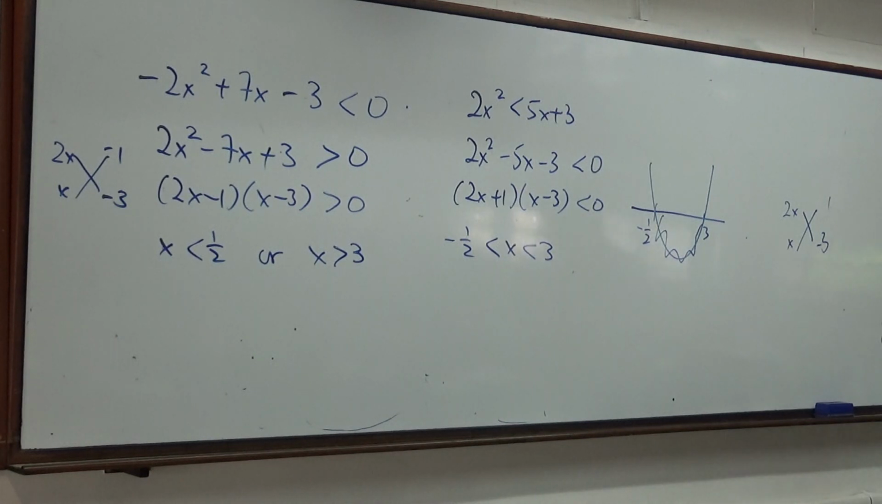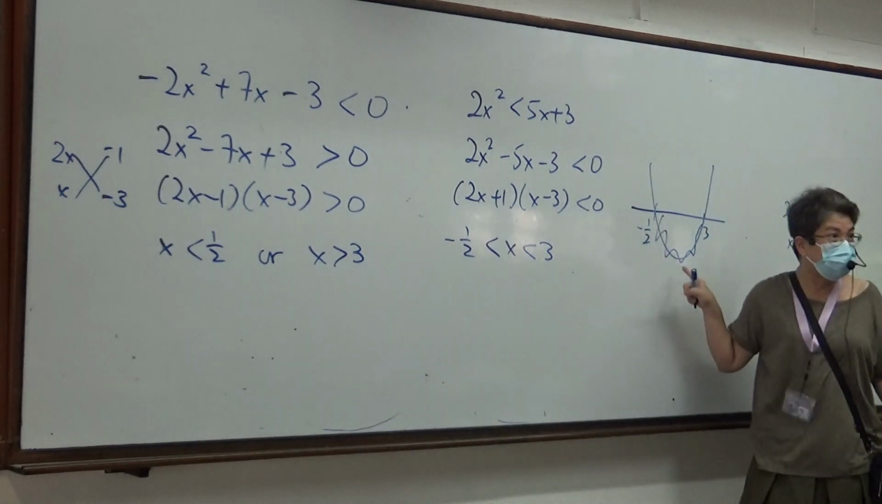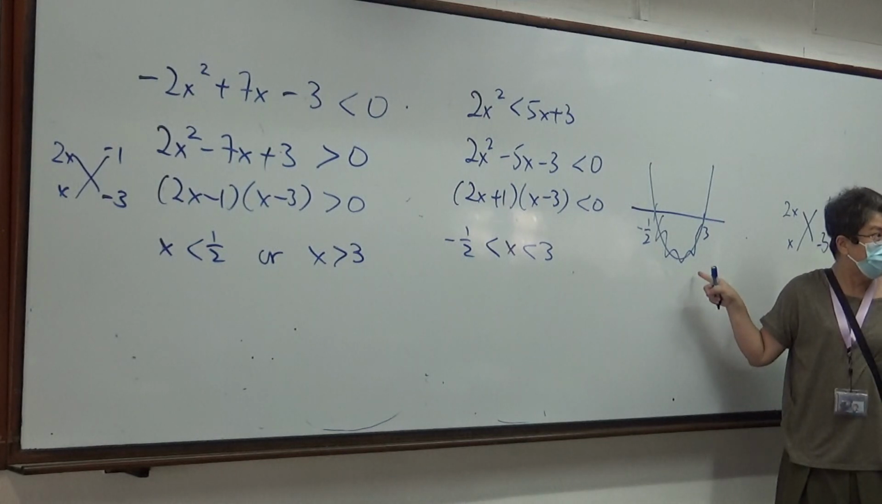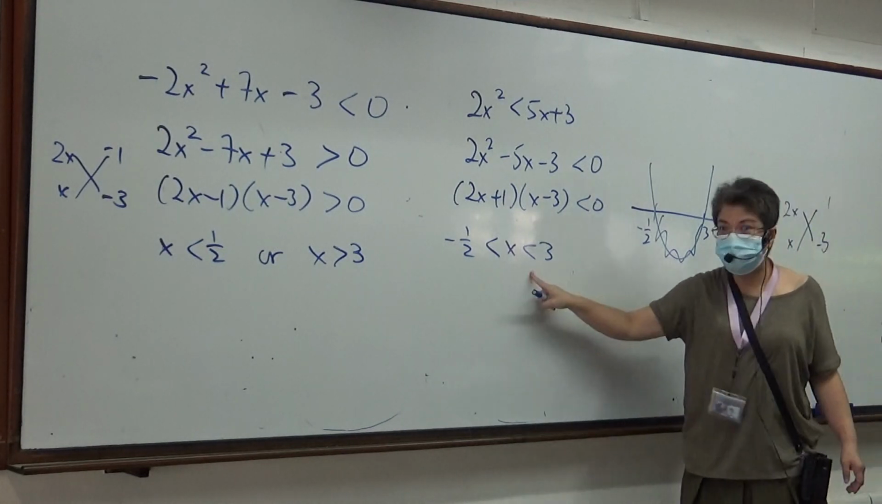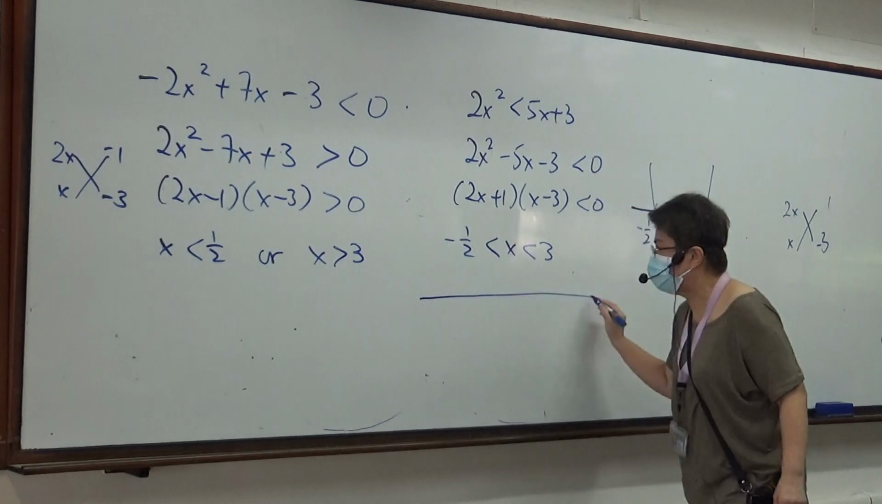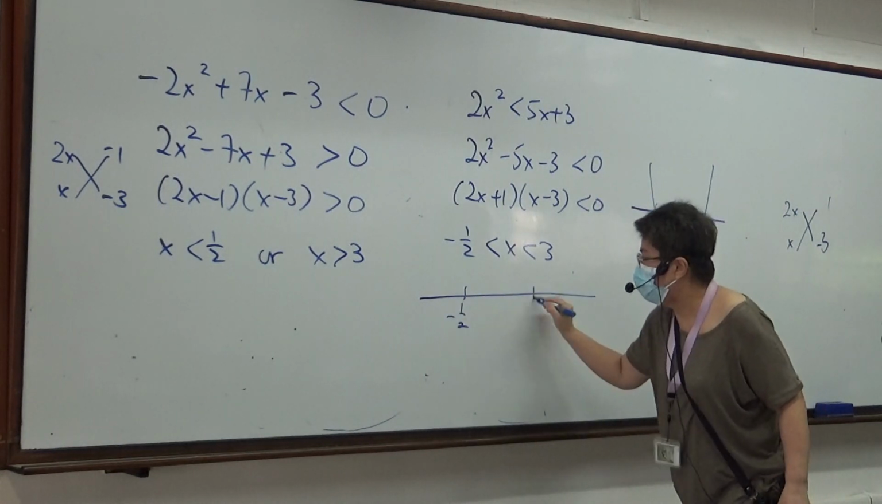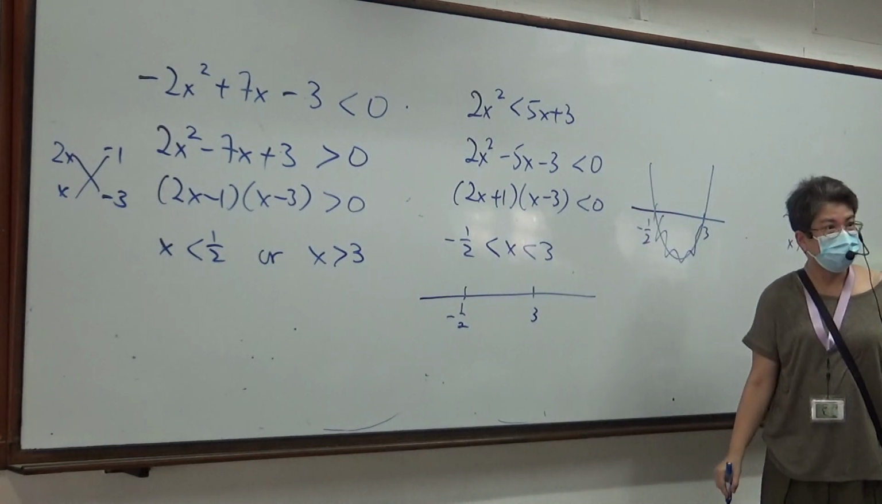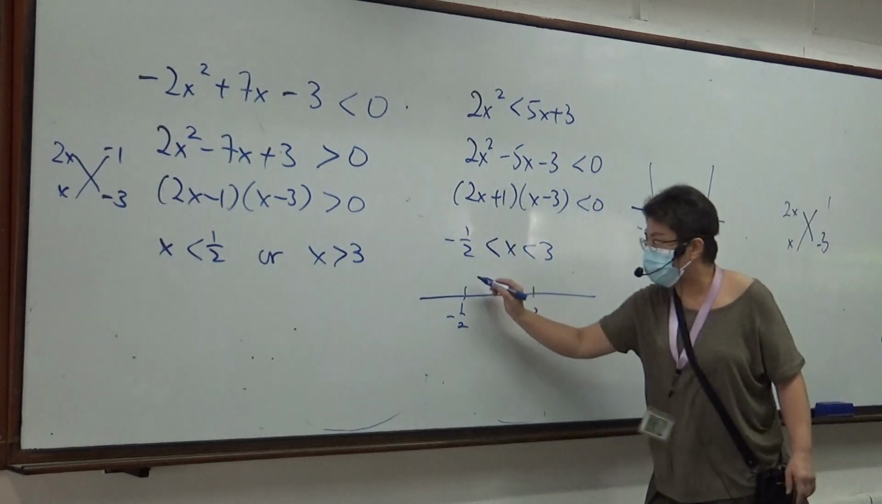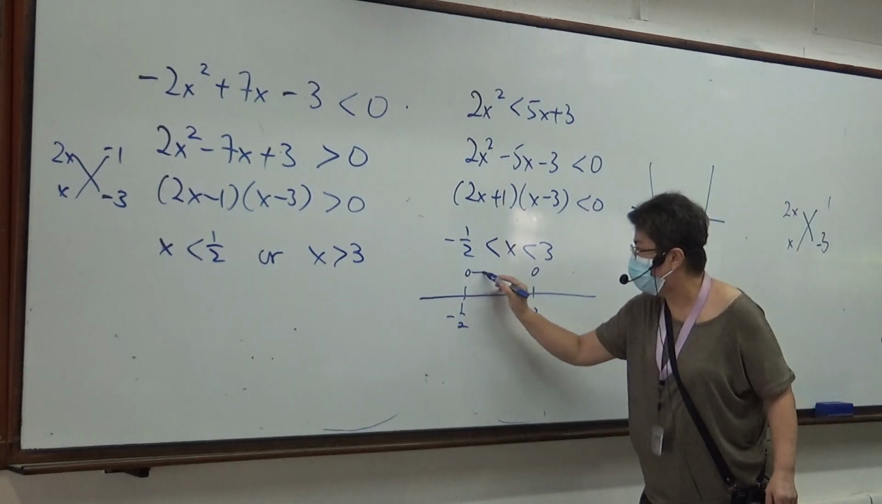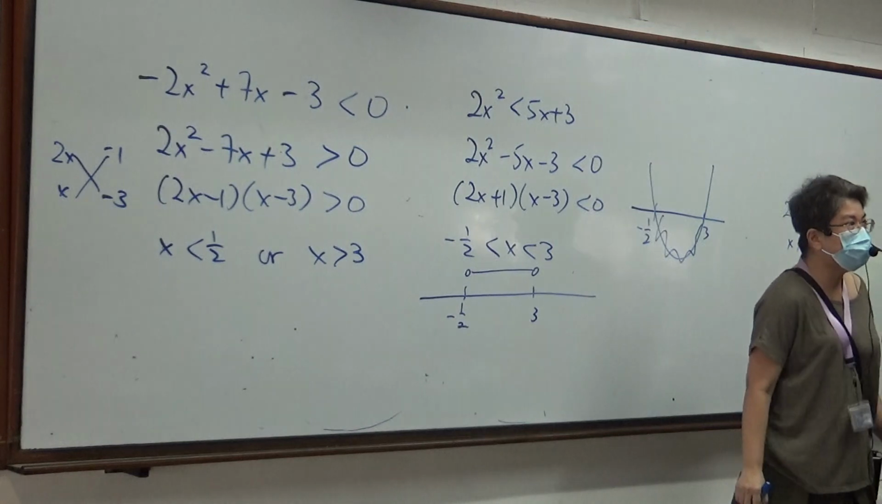There's one last part. What did they say? Represent the solution set on the number line. The solution set means this one, not this one. This one is the working. Understand? Solution set is this. So I must have negative half to 3, right? Correct. Exclude the endpoints, then like that, right? This will be the solution set.